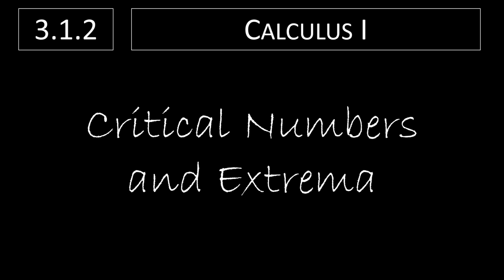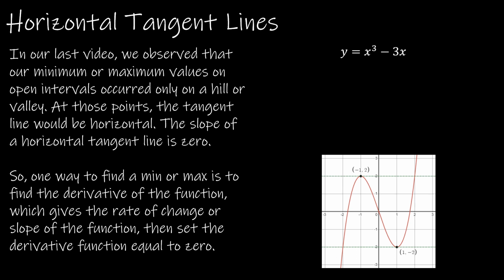In this video, we'll take a look at critical numbers and extrema. In our last video, we ended with an observation. We said that minimum or maximum values occurred only at a hill or at a valley, and at that point, the tangent line is horizontal. We also said the slope of those horizontal tangent lines would be 0. That's for each of those horizontal tangent lines.